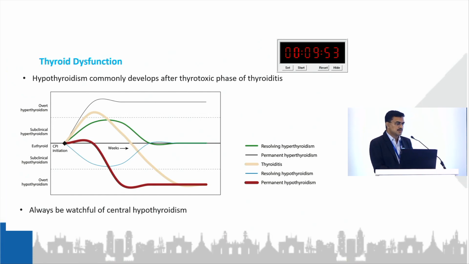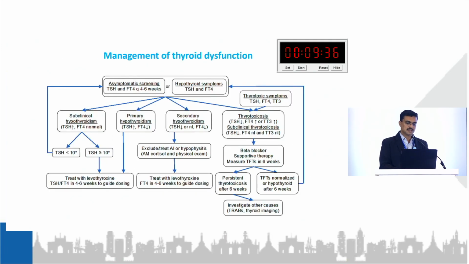Coming to thyroid dysfunction, hypothyroidism is commonest, and it usually manifests as thyroiditis. As you can see, in most of the cases, the most common thing is the thyroiditis and also the permanent hypothyroidism, finally ending in hypothyroidism. So always we need to think of that hypophysitis component also.